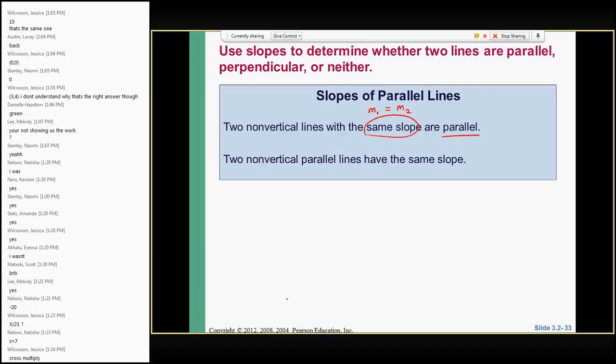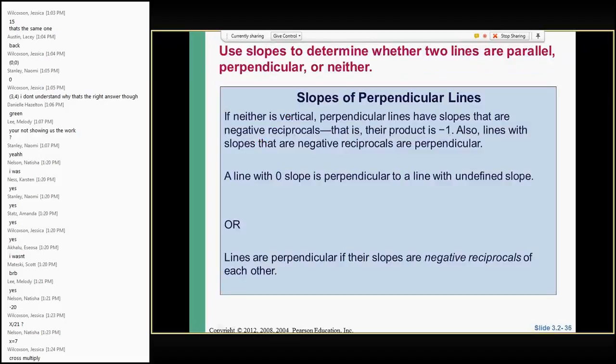Okay, that's parallel lines. Now, on a different slide, they're going to talk about perpendicular, and I wish they would have done it all in the same one. If it's perpendicular, this is really where you're going to look. It has negative reciprocals of each other. So perpendicular lines are lines that make a 90-degree angle. That's perpendicular lines. So how do you know that they're negative reciprocals?